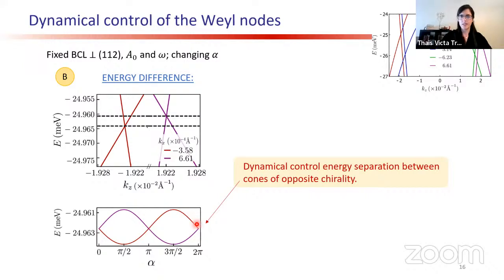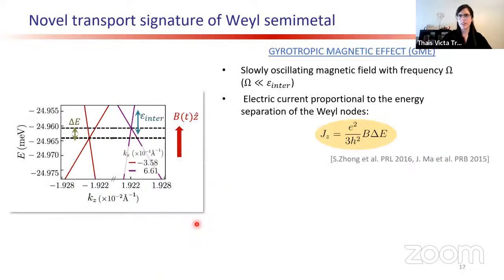Why is this interesting? This is interesting because there is an effect that is called the gyrotropic magnetic effect that happens if I apply to the system an extra external magnetic field. This magnetic field has to be time dependent, so an oscillating field, but with a frequency that is very, very small in comparison to the energy scales of the transitions that I can have. And if I do this to my system, it will respond with a current that is linearly dependent on the energy separation of these nodes and also on the magnitude of the magnetic field, okay?